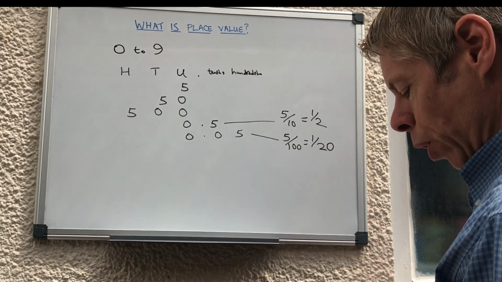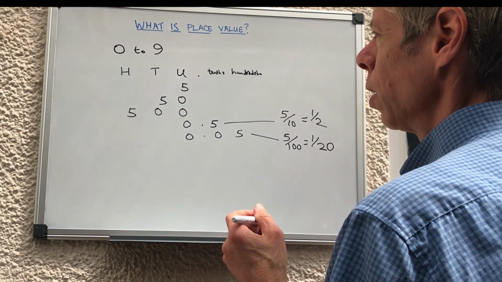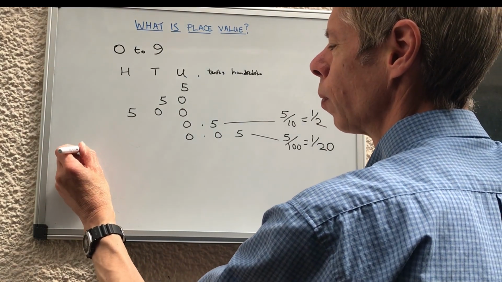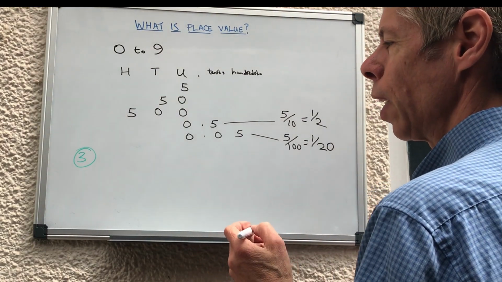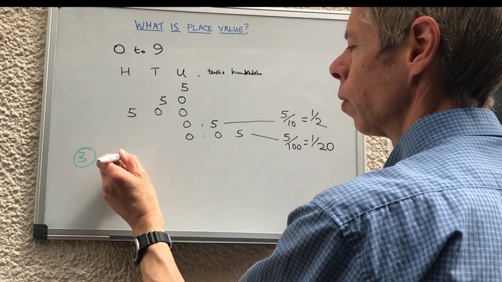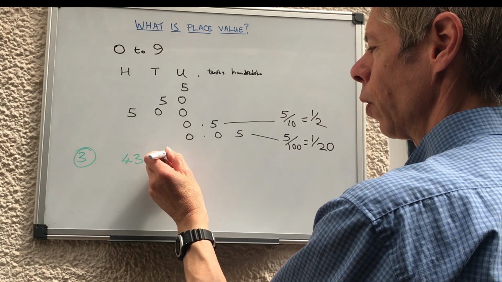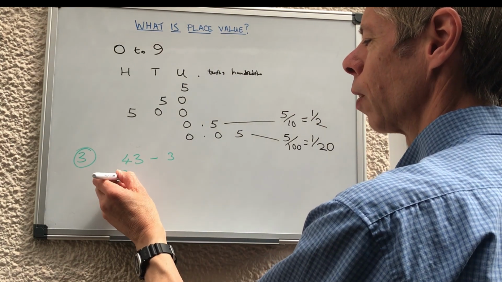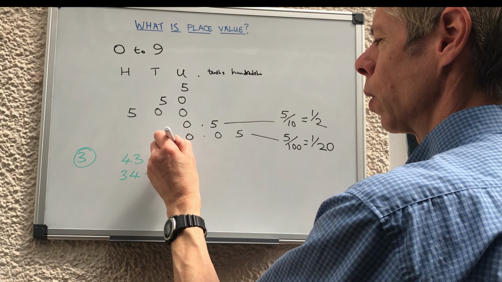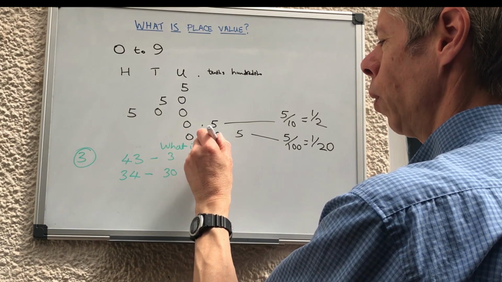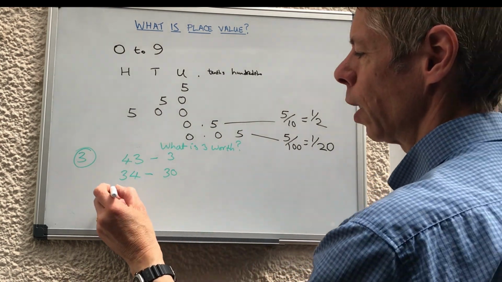So it's a question that you might be asked in school. You might be given a number. So let's use the number 3. So looking at the number 3, what is the 3 worth in this number? So the 3 is worth 3. But if we put it here, it's worth 30. So I'll just put here, what is 3 worth? Right, so in that number, it's worth 30.